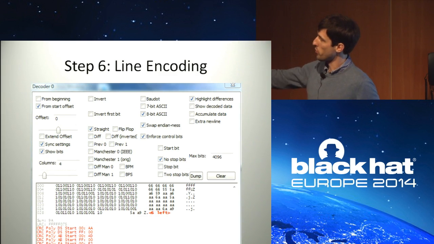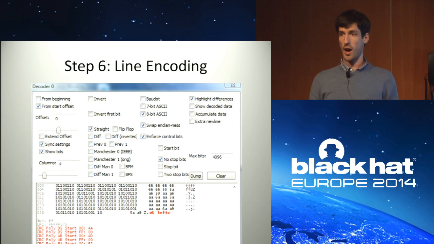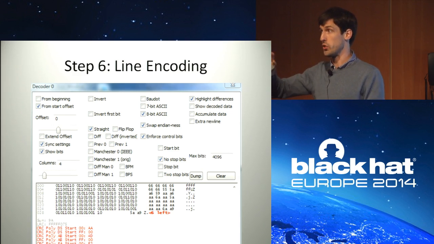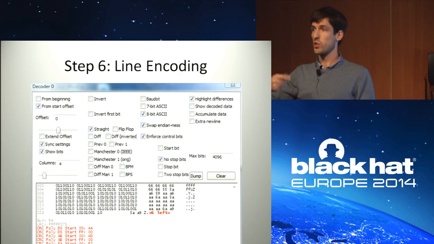Then once you've actually got those raw ones and zeros out of the system, it's time to actually interpret them and extract some information that we can understand. This is what it looks like originally. And remember how I was saying there are lots of transitions? It helps clock recovery at the receiver. And it looks like it might be Manchester encoded.